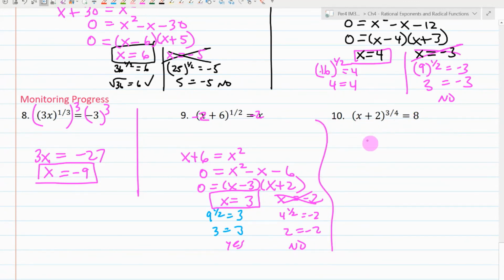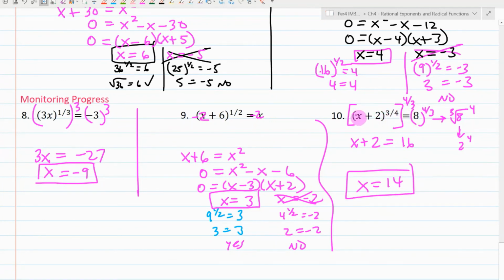And then for the last one, we're going to raise each side to the 4/3. So the top number is even, which means we do need to check our answers on this one. So x plus 2 is equal to the cube root of 8 to the 4th, which is 2 to the 4th, so that's 16. So x equals 14. Now, if I check that in the original equation, so then I get 16 to the 3/4 is equal to 8. So the 4th root, well, you can just put that in your calculator, but it's the 4th root of 16 to the 3rd, which is 2 to the 3rd, which is 8. So that works out.